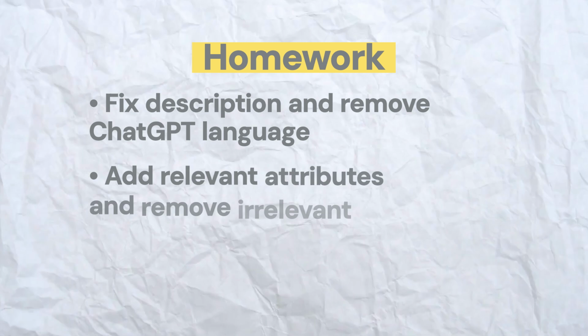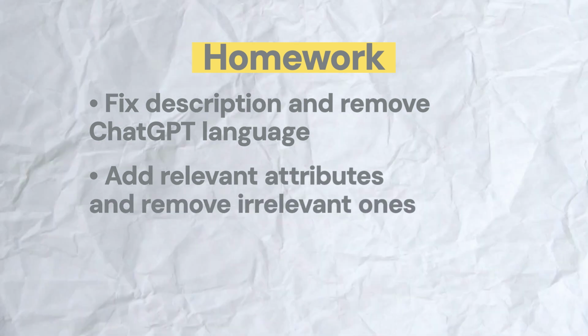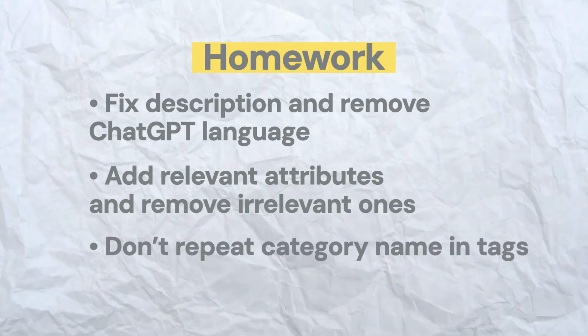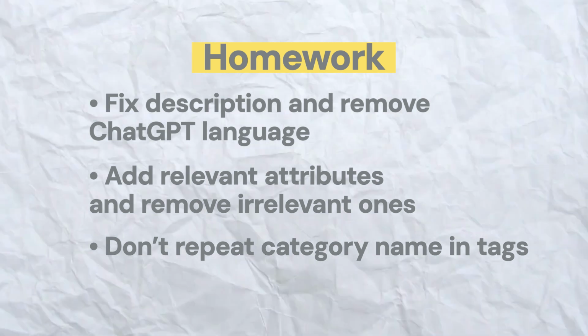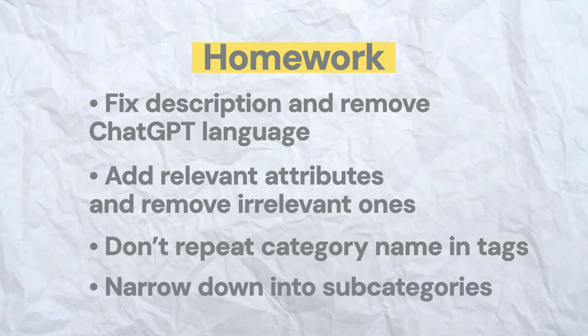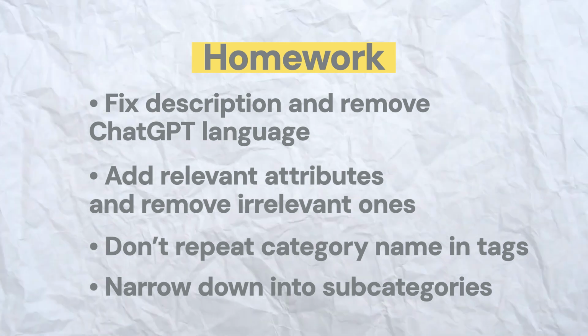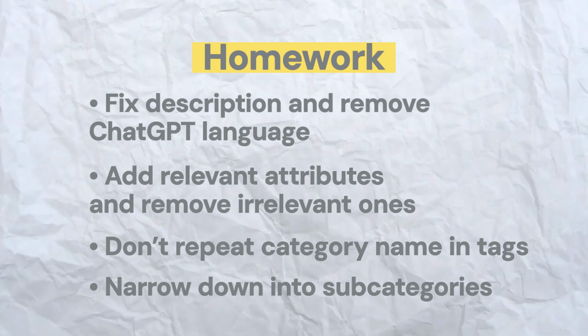Next, you're going to add attributes wherever possible and remove any irrelevant attributes that you might have accidentally added, because that is hurting your conversion rate, which then hurts your ranking. Remember, you're not repeating your main category names as tags. You're already covered there. And make sure that you are always going down to a subcategory if the subcategory is relevant. So this is a good time to review all of your listings and make all of these updates.